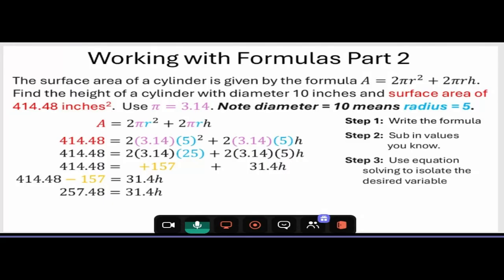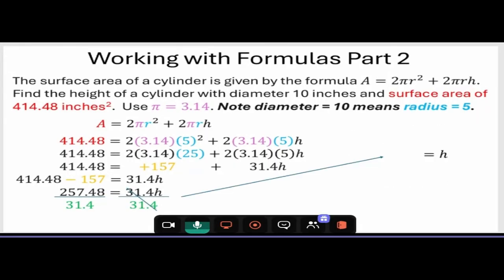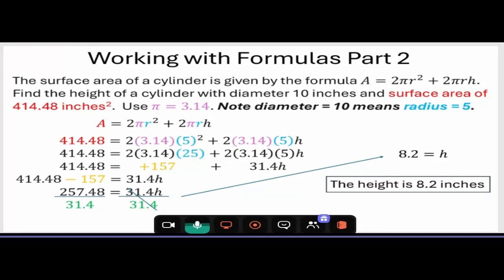Work out the left side, 414.48 minus 157. And now all that's left with the h over here on the right-hand side is just this multiplied 31.4. So I divide both sides by 31.4. I think I'm going to run out of room here soon. They cancel out. The whole point being that now the h is by itself on the right-hand side. And on the left-hand side, I have to do the same thing. So I divide those two numbers, and I get 8.2. The height of the cylinder is 8.2 inches.